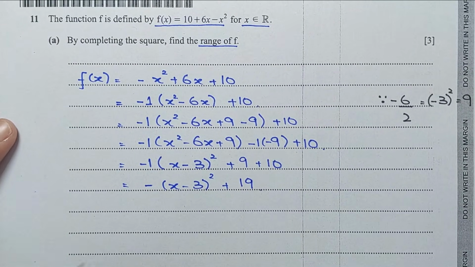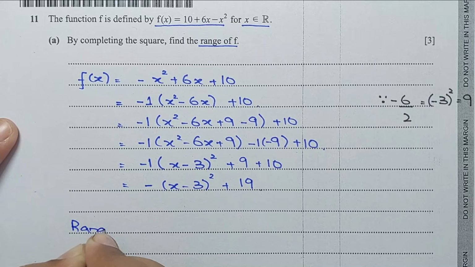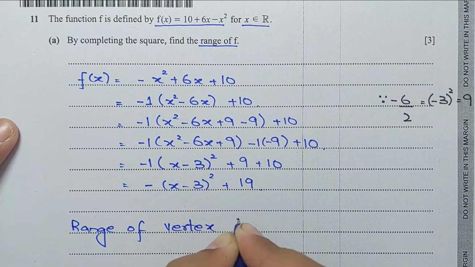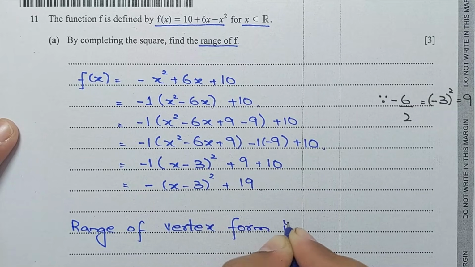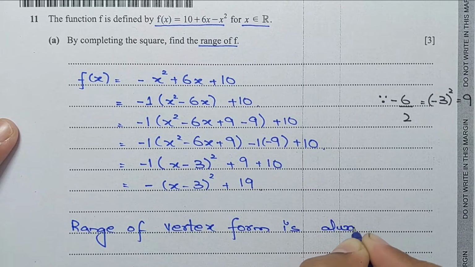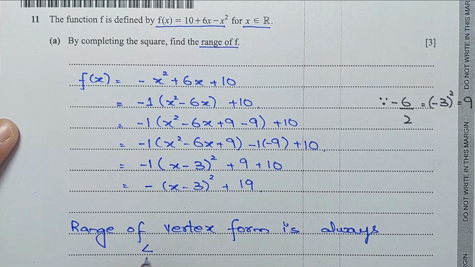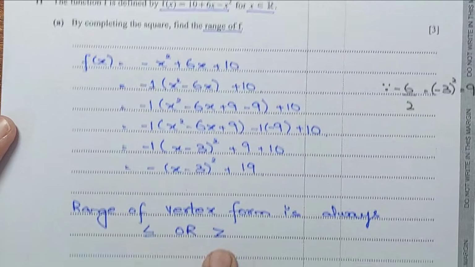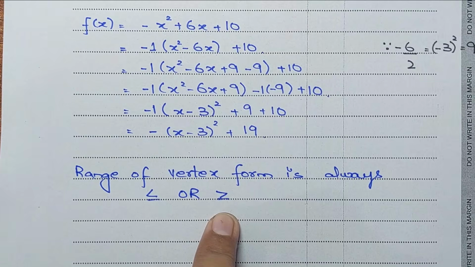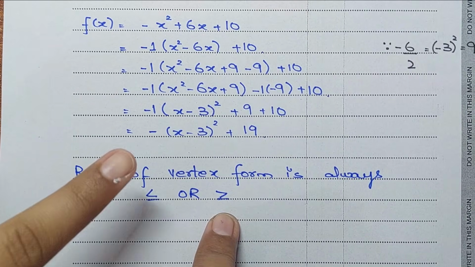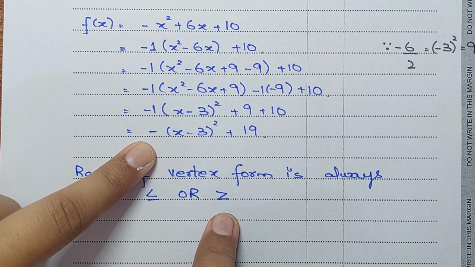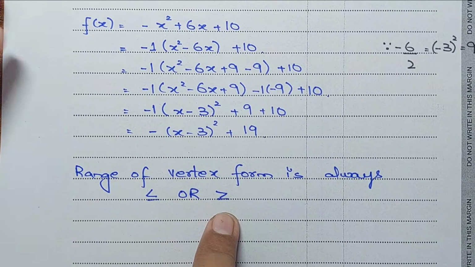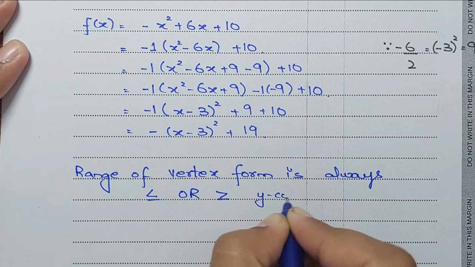Okay, so we know that the range of vertex form is always less than or equal to, or greater than or equal to. The less than or equal to and greater than or equal to depends on the leading coefficient sign. So the sign of the leading coefficient is negative, so it is less than or equal to. If it is positive, it is greater than or equal to. Y coordinate of vertex.